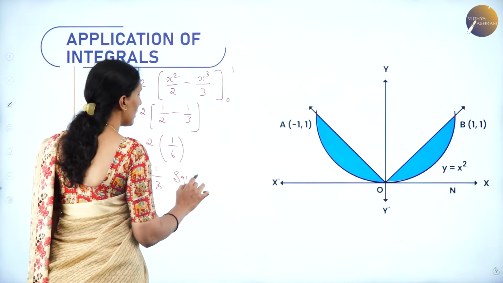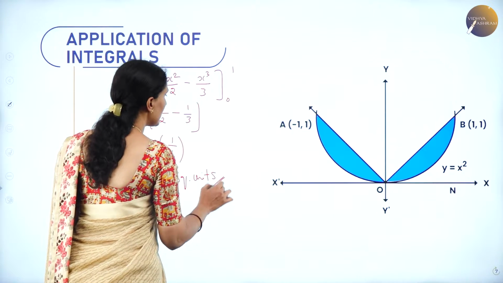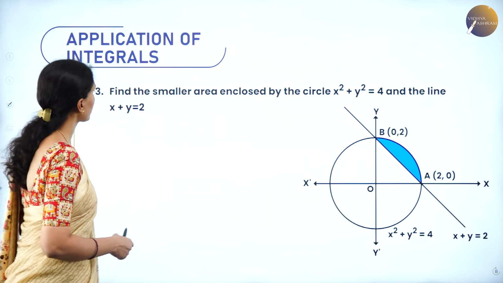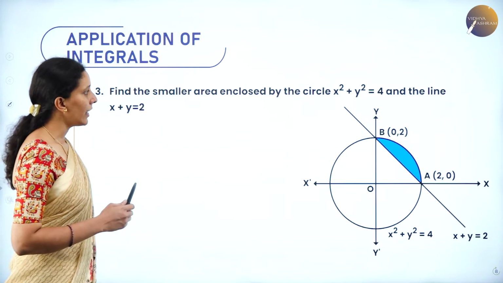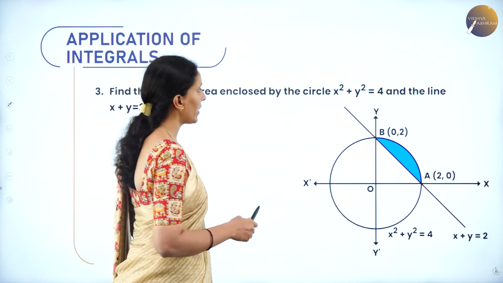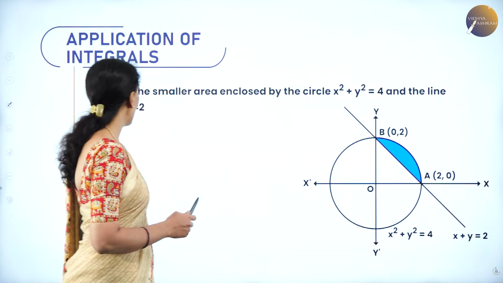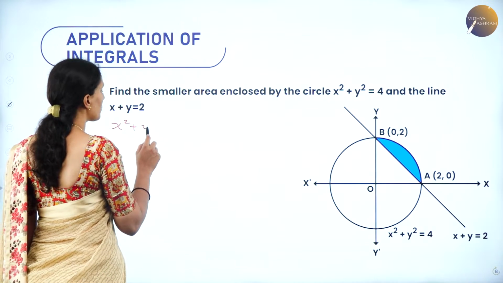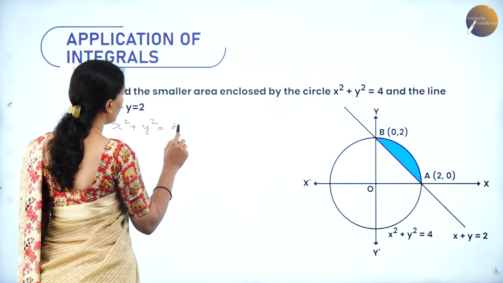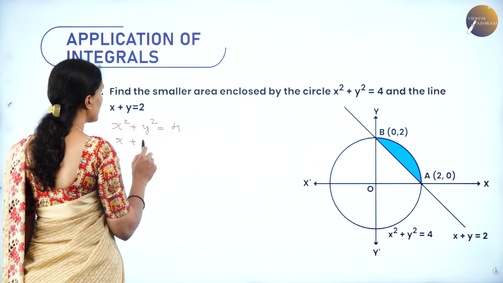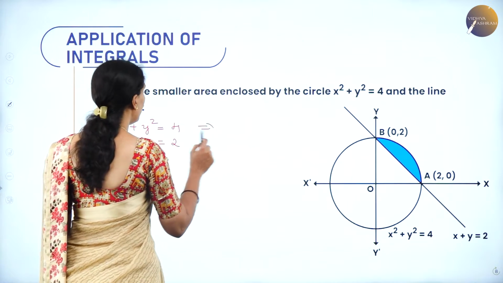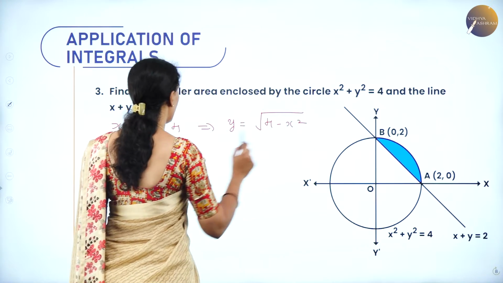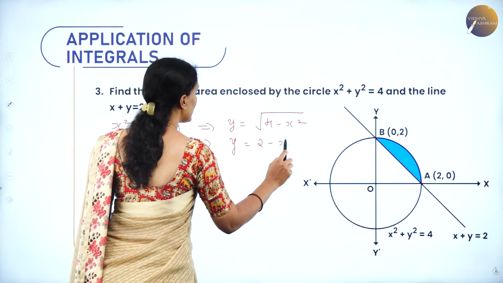So this is the area bounded by the region y is equal to x square and y is equal to mod x. Next, find the smaller area enclosed by the circle x square plus y square is equal to 4 and the line x plus y is equal to 2. So we have two equations here. One is x square plus y square is equal to 4 and another one is x plus y is equal to 2. So here we can write y in the form of the square root of 4 minus x square, and y in the form of 2 minus x.